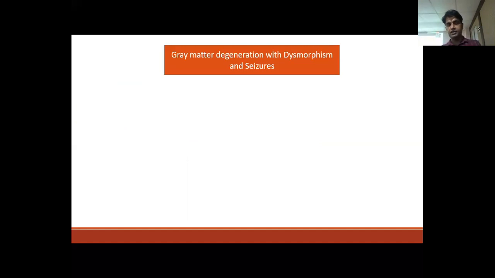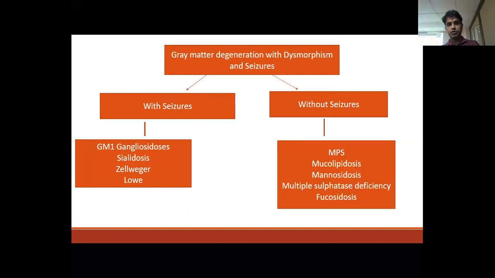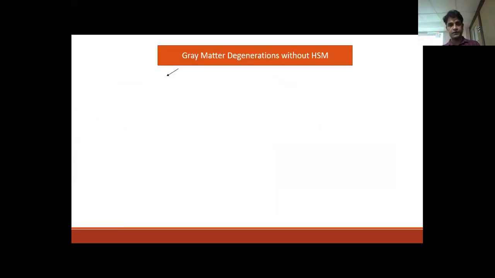So, gray matter degeneration, and here there is dysmorphism and seizures. So, if there's seizure as well, then what are the possibilities? With seizure, we have these conditions: Zellweger, Leigh, sialidosis, GM1 gangliosidosis. And without seizures, what are the possibilities? Mucopolysaccharidosis, mucolipidosis, mannosidosis, multiple sulfatase deficiency, and fucosidosis.